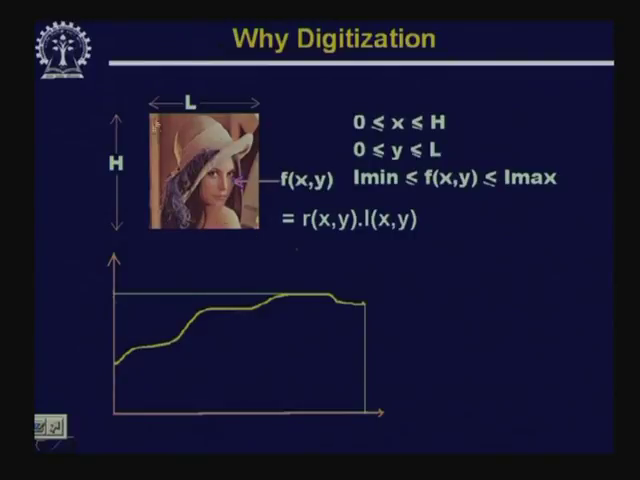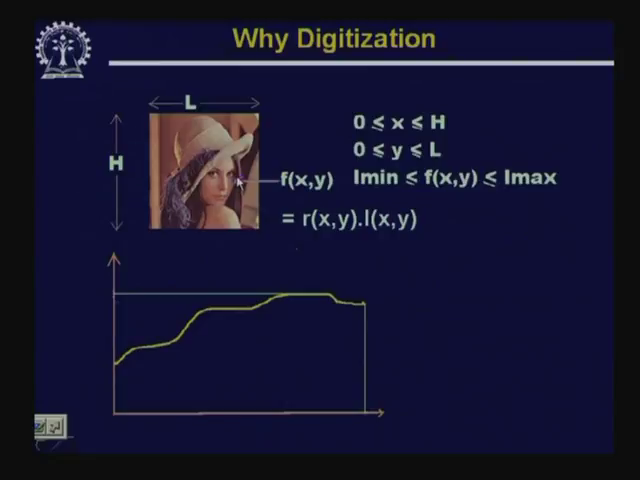Any point in this two-dimensional space will be identified by the image coordinates x and y. Conventionally, the x axis is taken as vertically downwards and the y axis as horizontal. So, every coordinate in this two-dimensional space will have a limit like this: the value of x will vary from 0 to h, and the value of y will vary from 0 to L.